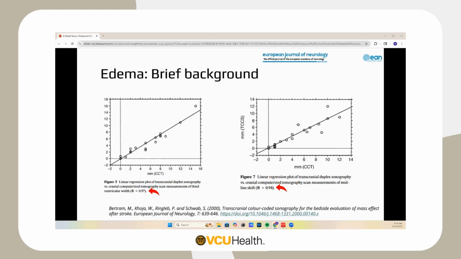The figure on the right is a different way of assessing edema. Basically, they assessed midline shift using the middle of the third ventricle. And again, they found a high correlation with an R value of 0.94. So in conclusion, not only is the R value positive, which suggests a positive correlation, but it is nearly one, or close to one, which is the best R value you can have.